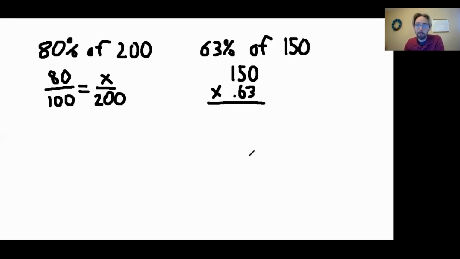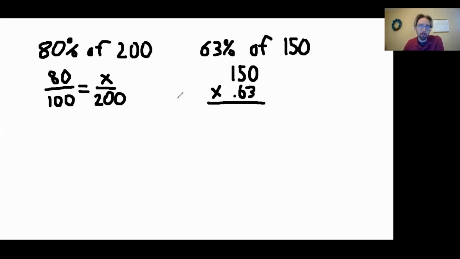You can set up a proportion, which is something that I like, or you can use multiplication with decimals, which is also a method I like. Depending on the case, one might be faster than the other. And what I always tell my students is use whichever method you're most comfortable with, whichever one makes the most sense to you logically. So if we look at the first problem, 80% of 200.